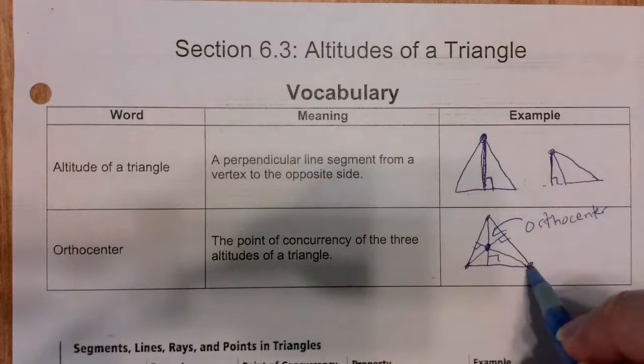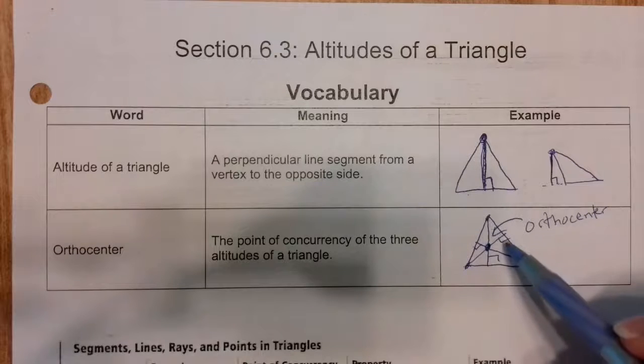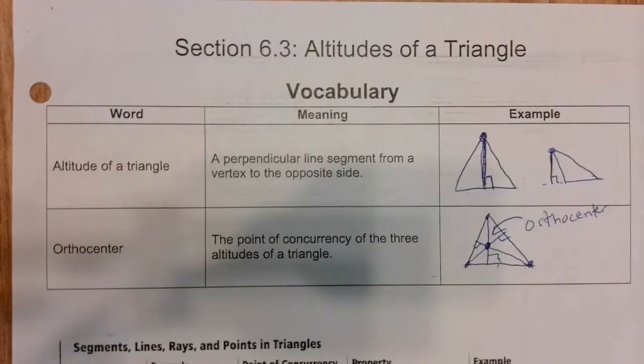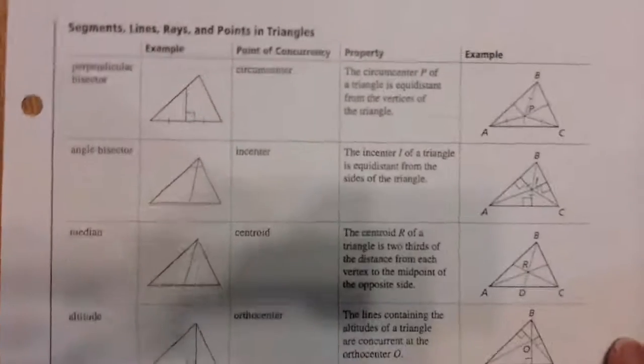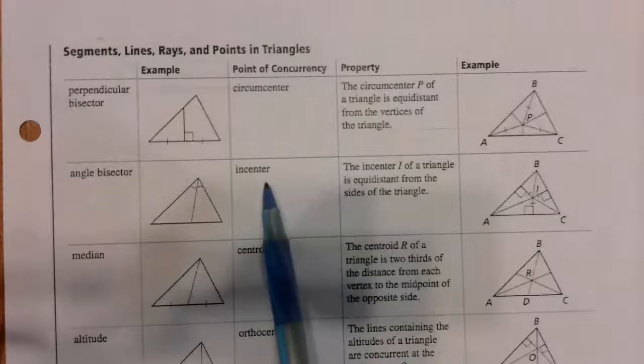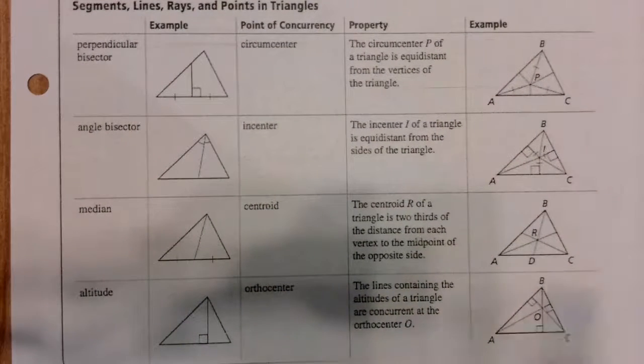So things to watch out for with the altitude: they go through the vertices and they have 90-degree marks. They are perpendicular. There's a nice little chart here in the notes of all 4 points, the circumcenter, the incenter, the centroid, and the orthocenter, and what each could look like.